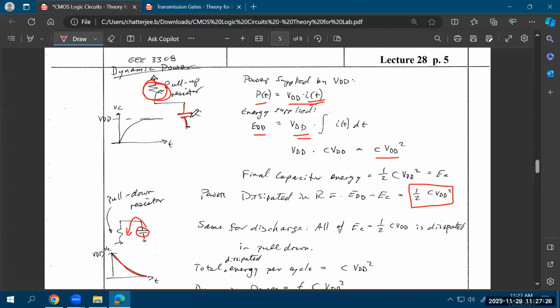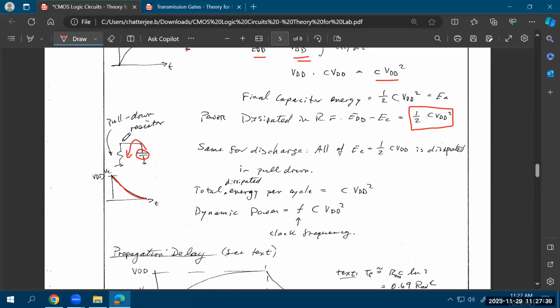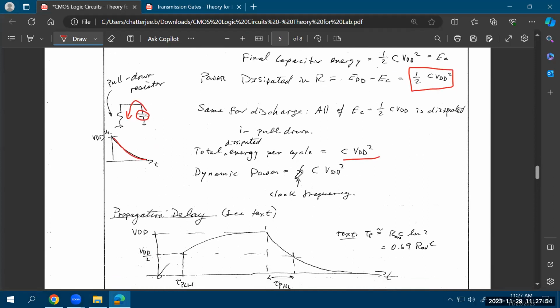So in a full cycle, when you're charging the capacitor, you waste half CV squared of energy, because you are providing CV squared, you are storing half CV squared, and you waste half CV squared. When you're discharging, you're wasting half CV squared. So the total amount of energy consumed in a full cycle is CV squared. Okay, half CV squared during charging and half CV squared during discharging. And that's the energy. What is the power consumption?